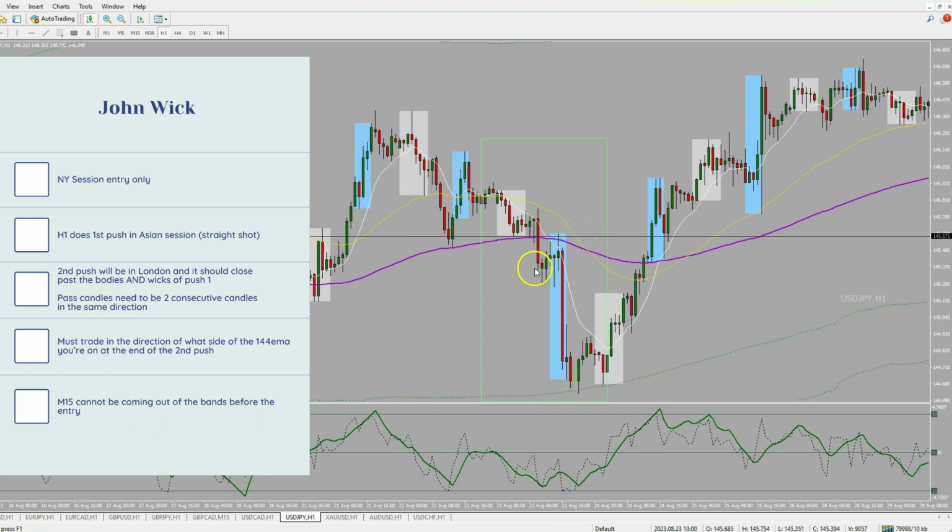We still got our 2 consecutive candles. That's the main thing I'm looking for. But here we have 2 consecutive candles, and then it went right on into a consolidation / retrace. And then at this point, we're almost ready to take our entry.